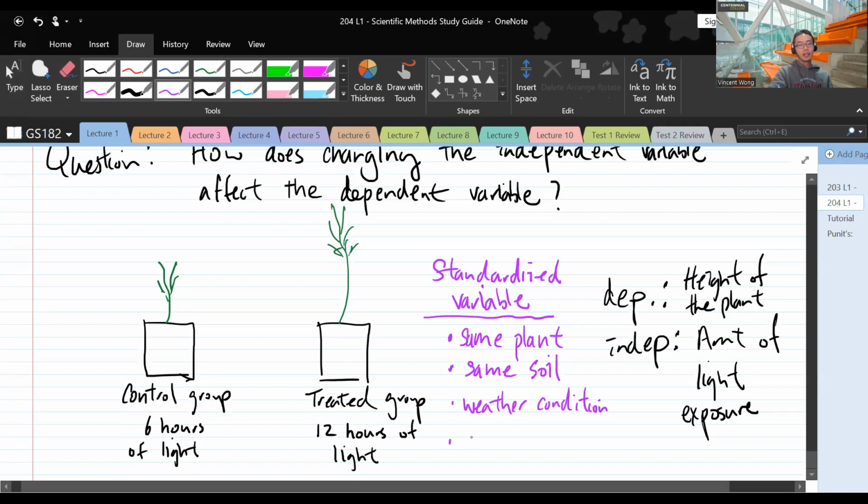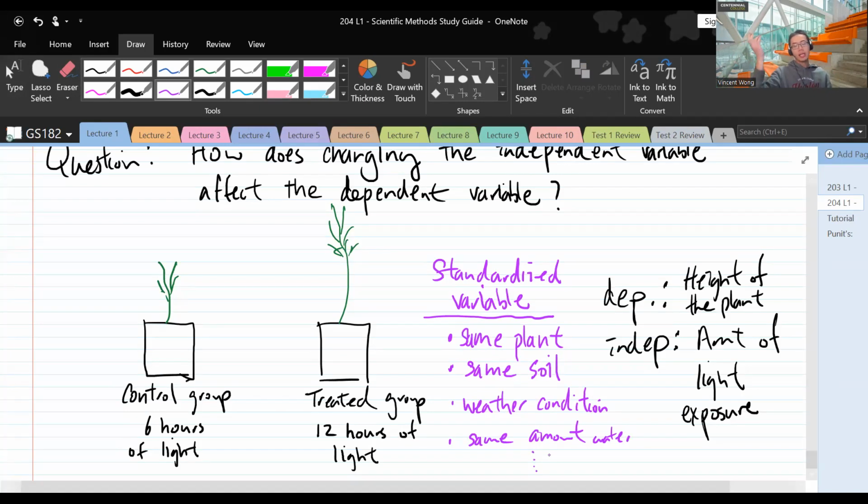Go ahead. The same type of water or water amount. Yeah, you don't want to be watering this one like 3 times a day and the other one twice a week, right? It has to be the same water, same amount of water. So it's a long list. You can keep on going and going. Make sure it's the same humidity, same temperature, same location, all those things. So if everything else is kept the same, then in the end, you can be certain that any observable difference between the two plants is caused by the sunlight and not anything else.